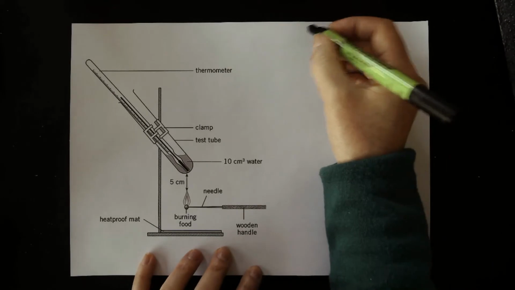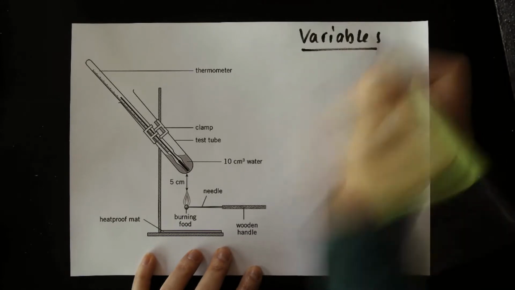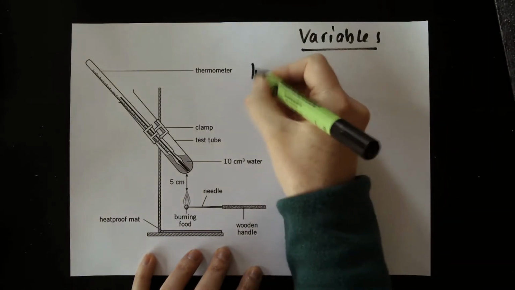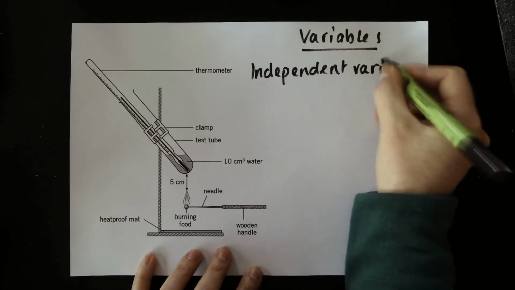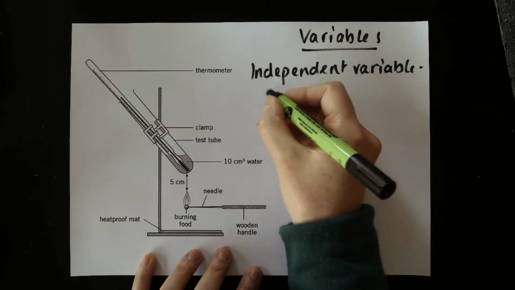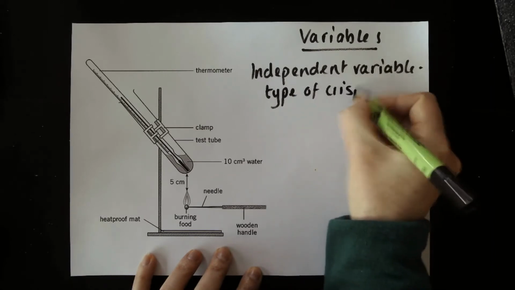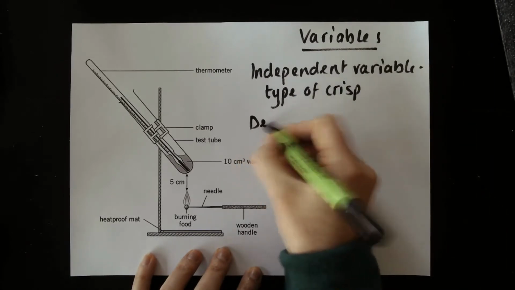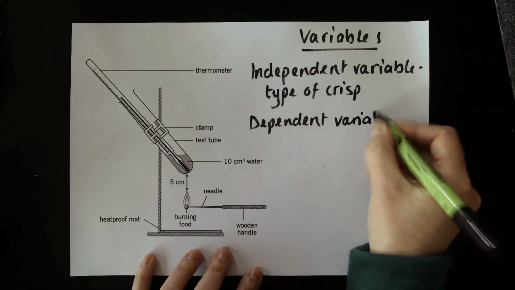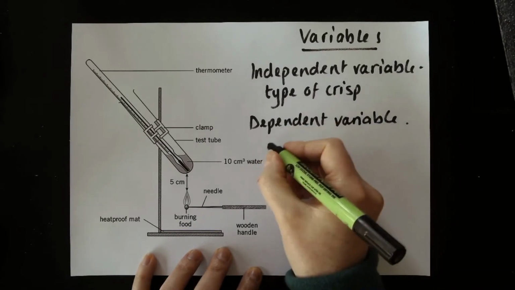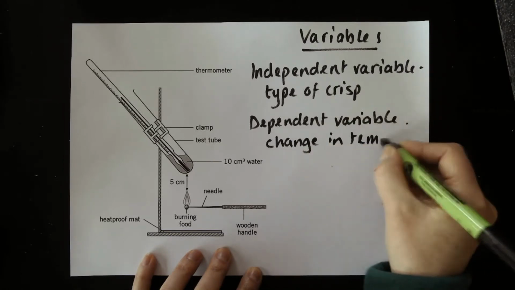So before I start the experiment, I need to make sure that I have planned my variables. So the independent variable is the variable that I am going to change. And every time I change this experiment, I am going to change the type of crisp. That's what I'm going to investigate. The dependent variable is the variable I'm going to record and measure. What am I going to write down in the results table? I am going to write down the change in temperature of the water.